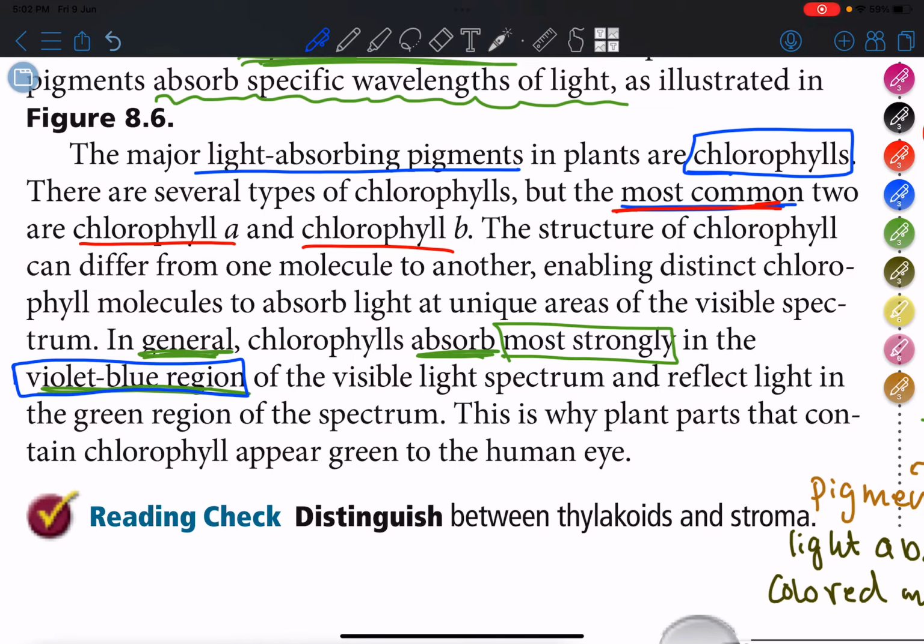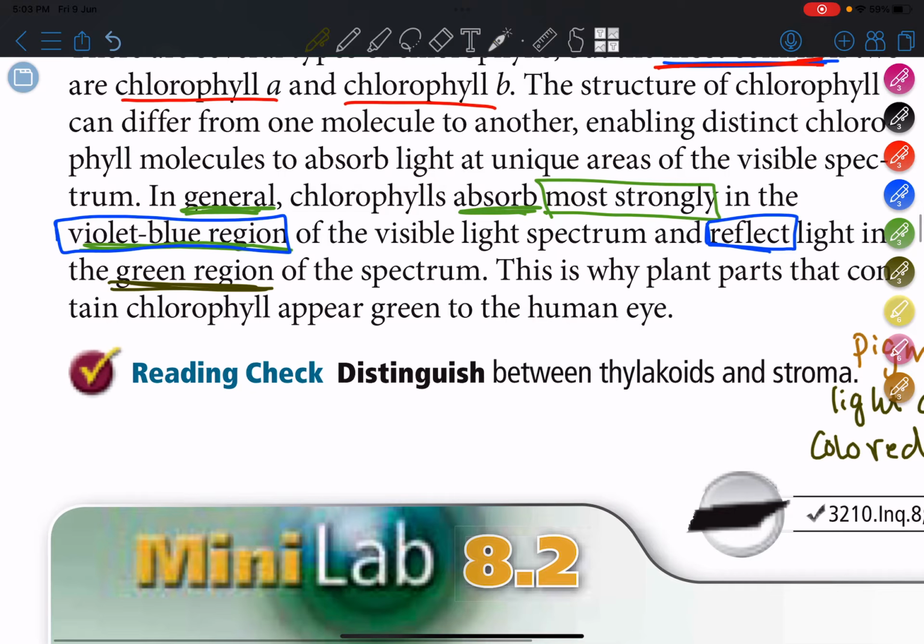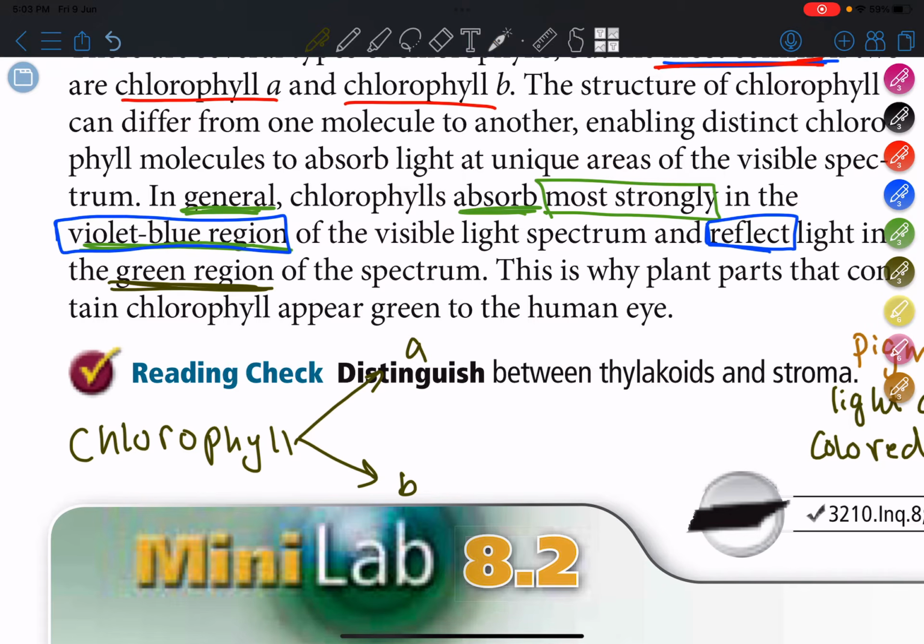It will absorb in the violet-blue region of the visible spectrum. Okay? This is the absorption. It will reflect light in the green region of the spectrum. So what do I need to know? Chlorophyll, we got two main types, chlorophyll A and chlorophyll B.